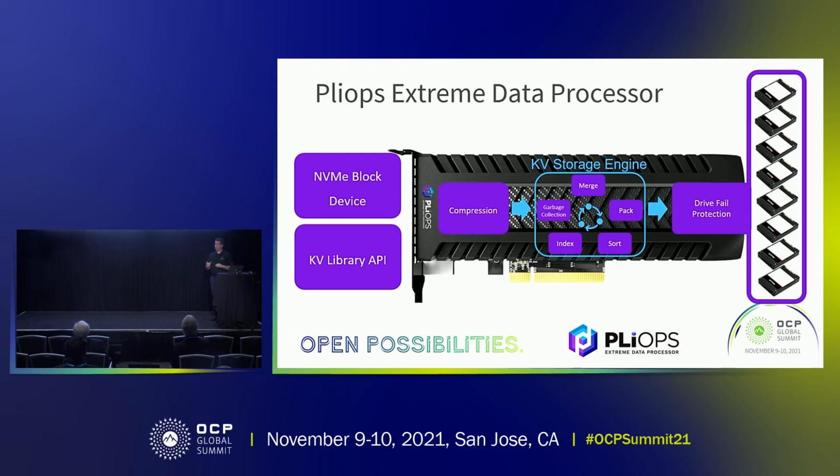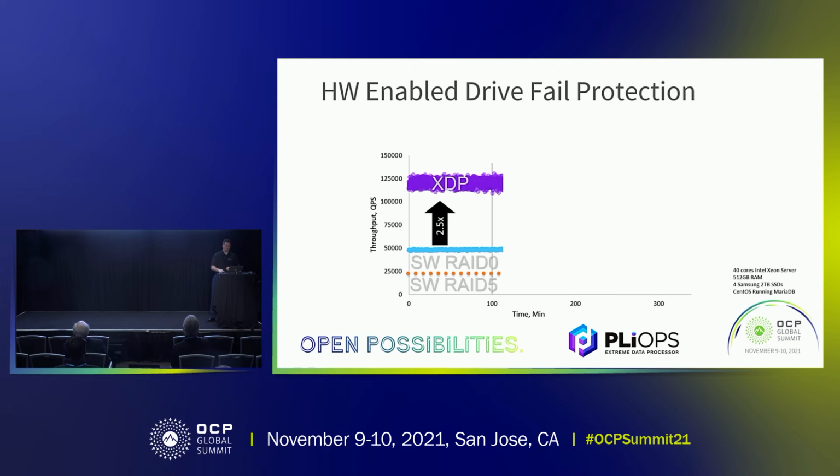Now you're probably wondering, this all sounds good in theory, but let's see the data. So let's first look at the data protection element. Remember, this is the foundation upon which all the other operations are based. This plot shows MariaDB queries per second. Right off the bat, you can see that the array managed by XDP gets 2.5 times the performance of a solution that uses software RAID 0 and 5 times that of software RAID 5.